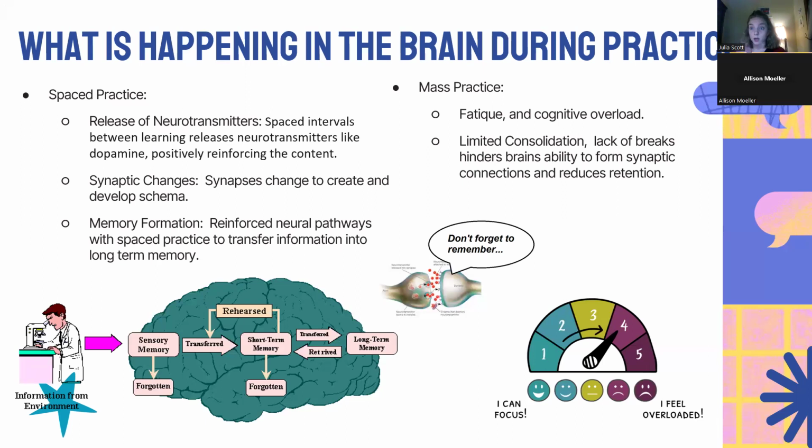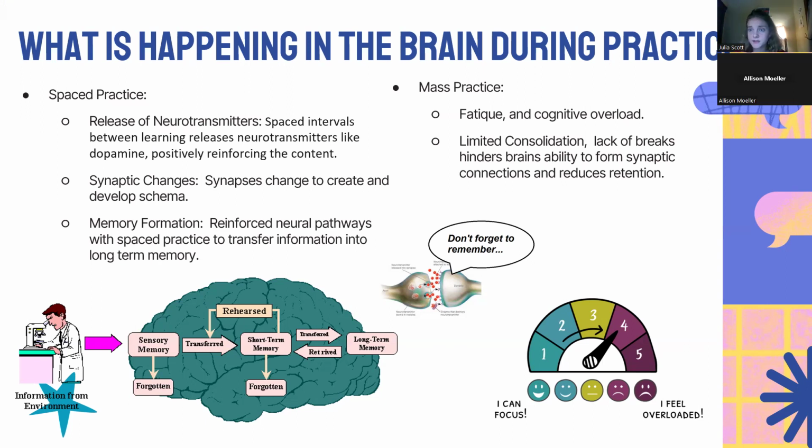Now, when you are massing your practice, you're cramming all at once, your brain gets very fatigued because it can only handle so much information at the same time. We call that cognitive load. And if you remember from your psychology class, there's a bottleneck effect. If we have so much information coming into the brain, you can only process so much. So a lot of the information is going to be forgotten. So if you have really long lessons, for example, you're talking in direct instruction for like 30, 40 minutes of your class period, a lot of the information is going to be lost in the bottleneck.